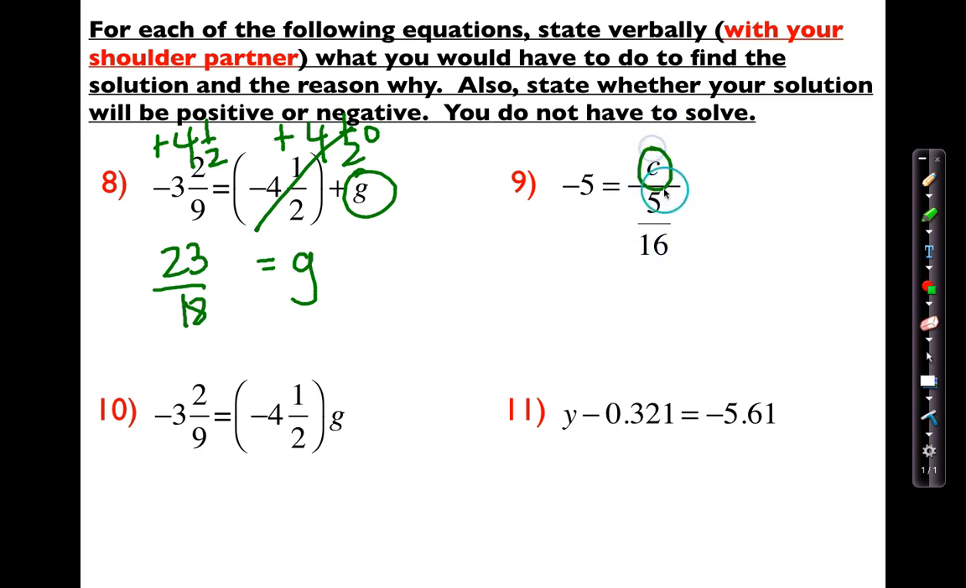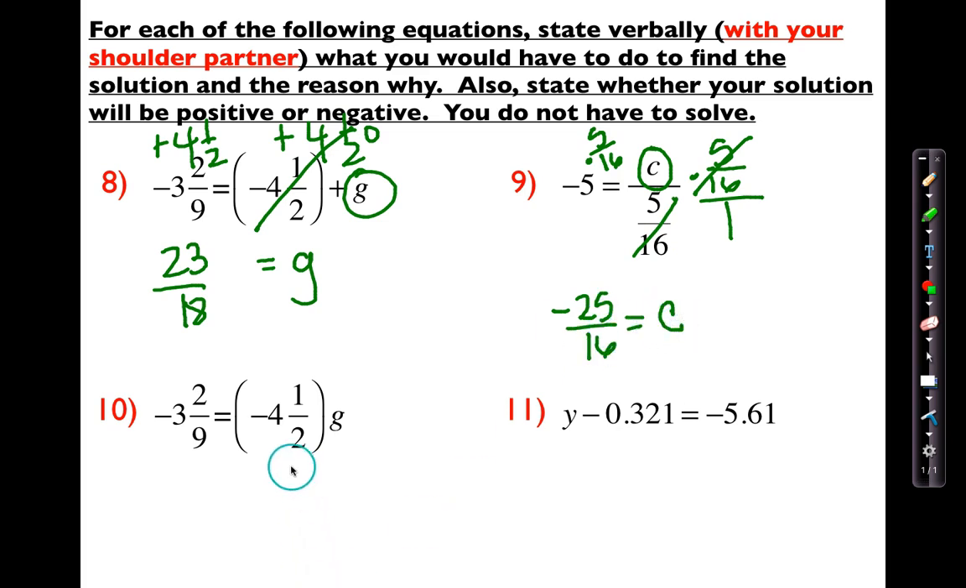Now for number 9, this is negative 5 equals c divided by 5/16. Since we are trying to isolate c, I'm going to do the inverse of dividing by 5/16. What's the inverse of dividing by 5/16? Well, it's to multiply by 5/16. By doing that, you can see that I can cross cancel. It does create a 1. C over 1 is just c, so that's exactly what I wanted. I'm going to multiply this side by 5/16 as well, which is going to leave me with negative 25/16 equals c.